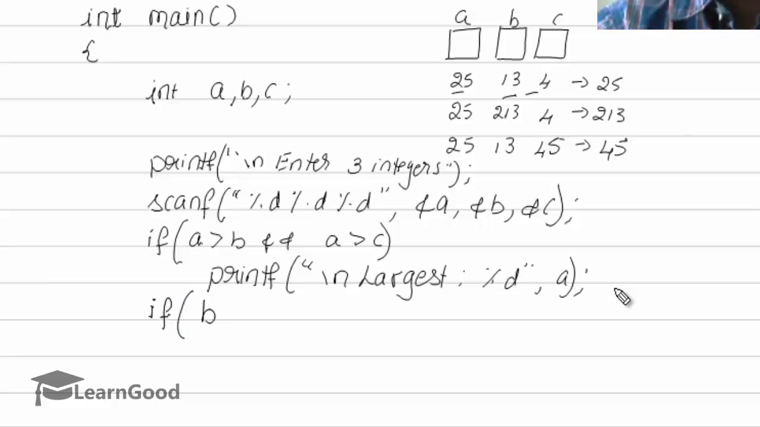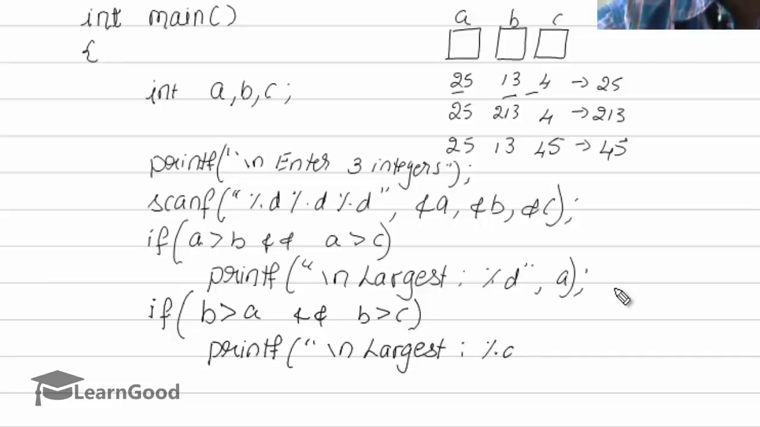Here I will check whether b value is greater than a and b value is greater than c. That means if b is greater than a and b is greater than c, in that case we have to display b as largest by giving a printf largest is equal to %d, that is b value. In the second case, 25, 213, and 4, 213 is greater than 25, true, and 213 is greater than 4. Both the conditions are true, so it will display largest equals b.